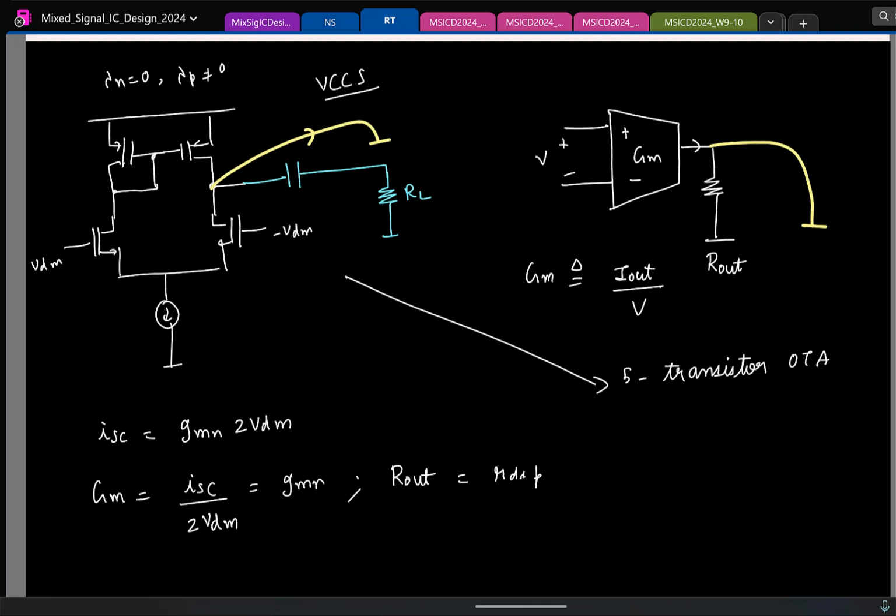Or some people also call this the 5-pack OTA. So if you go to gym and practice regularly, you'll get 6 packs. If you go to your analog circuits class and practice regularly, you'll understand 5-pack OTA.